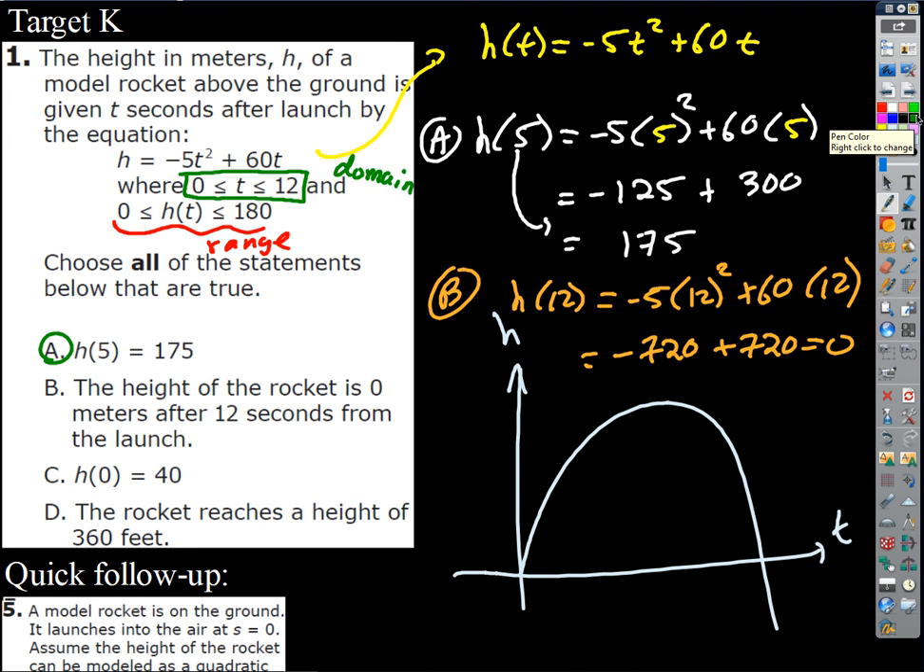Okay, so look what happens. If I plug in 12 and I do all the math, I get 0 as a result. So I put in a 12 and I got a 0. So yeah, that's true, isn't it? The height of the rocket is 0. That's the output when the input is 12.